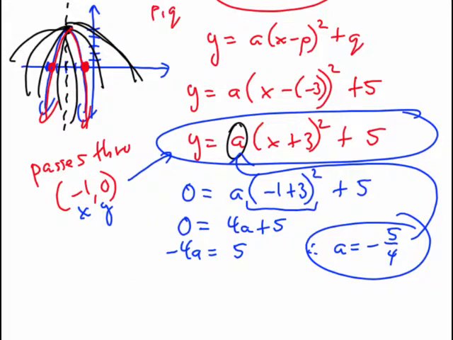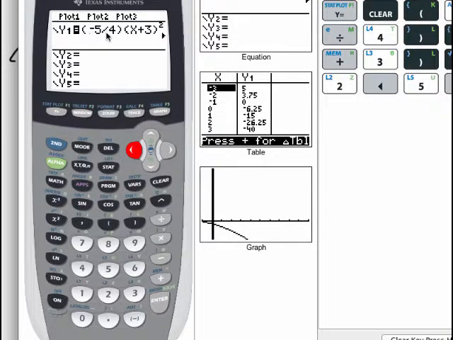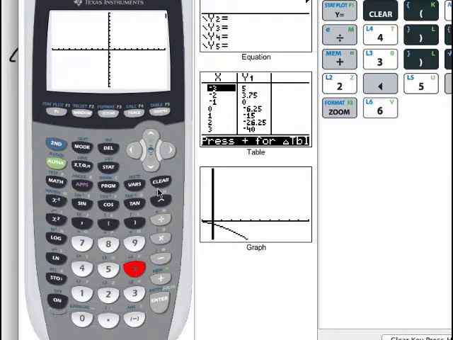And so we can complete the equation by putting that into that position. So our standard form equation is y equals -5/4, x plus 3 squared plus 5. So I've typed this into my calculator, a, x minus p squared plus q, and my graph should look like the sketch I had previously. Vertex of -3, 5, and it has an x-intercept of -1. So things are looking good.